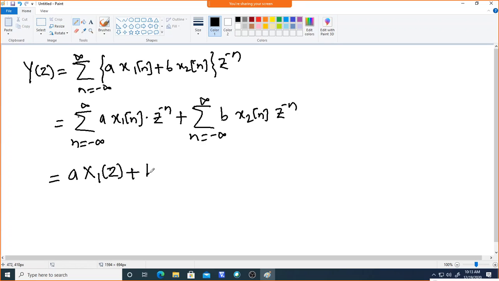Okay, and similarly here, b we can take outside as a constant, and the summation of x2 of n into z power minus n we can take as x2 of z. Okay, so this is the y of z.